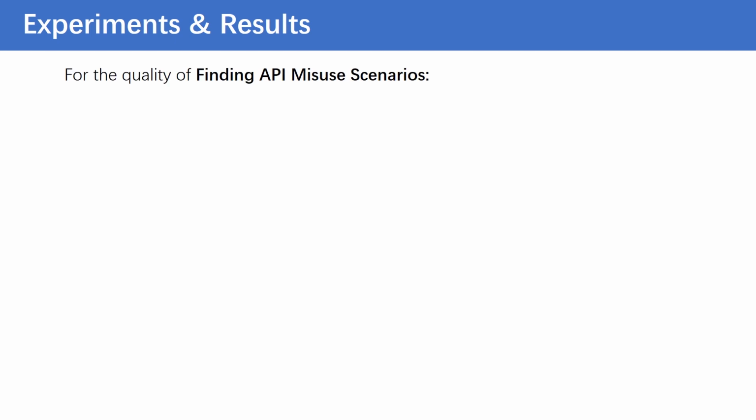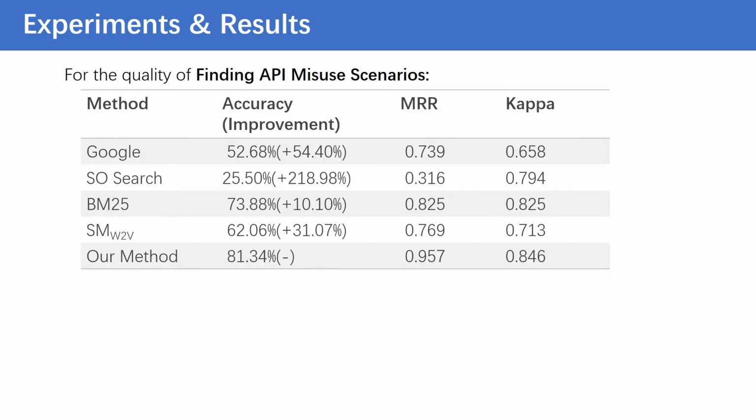To find the relevant API misuse scenarios for a given API usage directive, our approach combines the macro-level relevance by BM25 and the micro-level relevance by word embedding. We consider using only BM25 and only word embedding as baselines. Furthermore, we use Google Search and the search engine of the Stack Overflow website as two other baselines, which simulate the situation when developers search for API misuse scenarios for an API usage directive on the web.